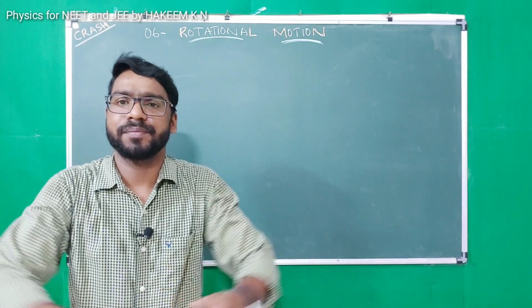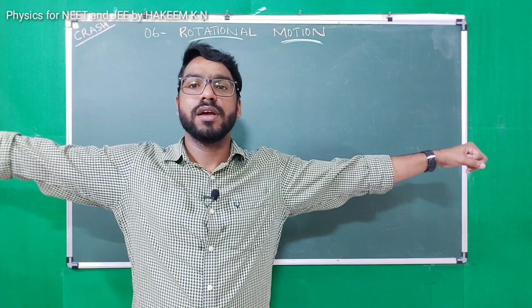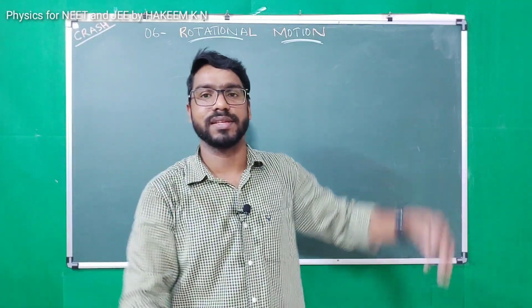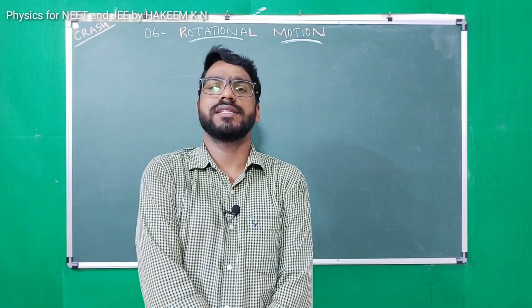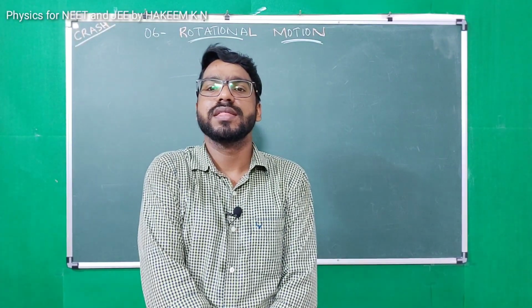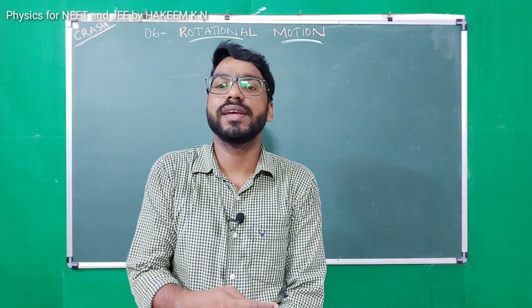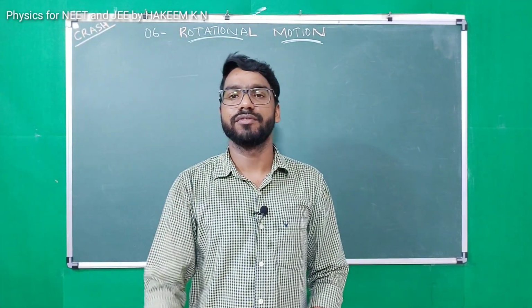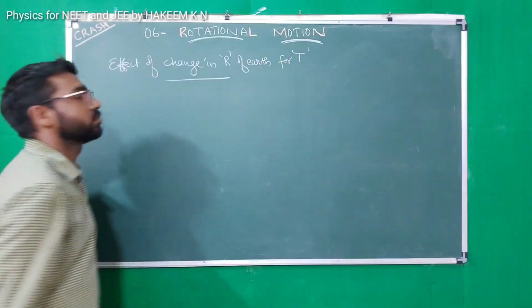When the person stretches his hands, moment of inertia increases and the speed of the rotating platform decreases. And when he folds his arms towards his body, what happens? Moment of inertia decreases, so the speed of the rotating platform increases.